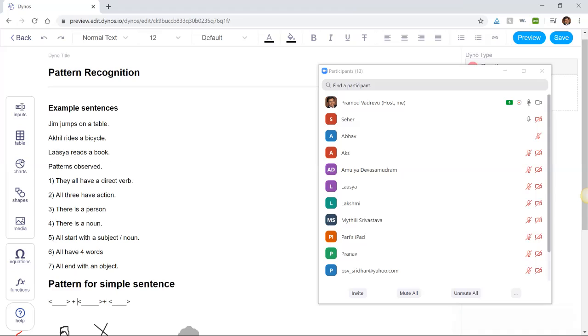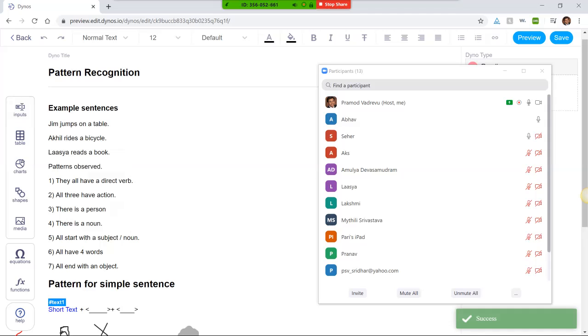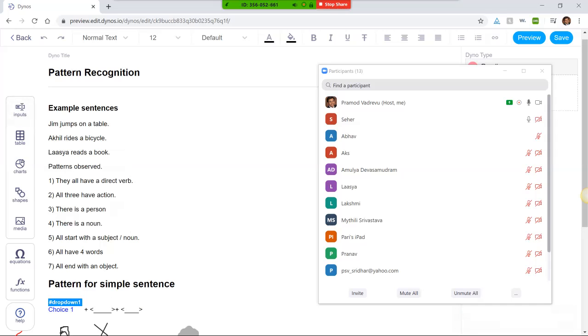So this would be a subject, and this would be a verb. The third one would be an object. So let's replace each with a variable. We're also using the concept of abstraction here. We're finding a pattern, and we're also abstracting out, calling the first one a subject. For subject, actually, let's use a drop-down. How about we use a drop-down here? So we can have a list of subjects here.